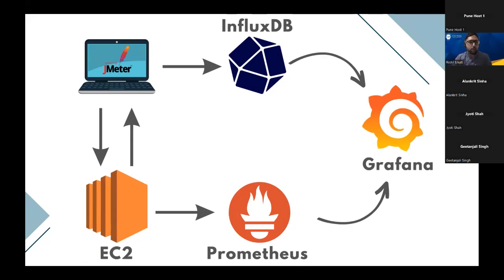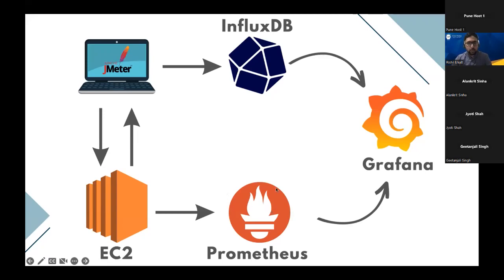From my local JMeter, I am generating the load on the first EC2 machine. In the second EC2 machine, I'm running Prometheus. Now, what is Prometheus? Prometheus is an application performance monitoring tool. It is a live time series application performance monitoring tool. So while I am generating the load on the first Linux machine, my second Linux machine will grab all the statistics from my first machine and store them in Prometheus.